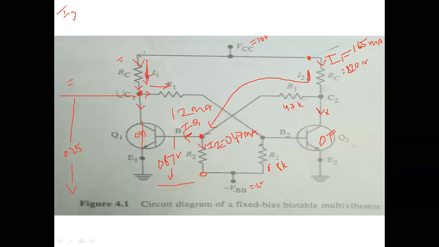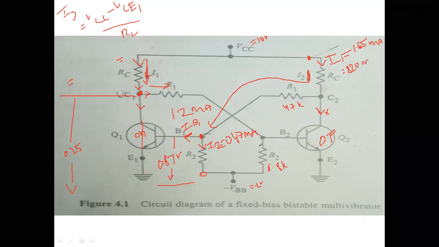At this node we may have the VCC voltage. Therefore I3 is VCC minus VCE sat, or VCE1, divided by RC. That is the voltage at this point minus this point: VCC minus VCE sat divided by RC.